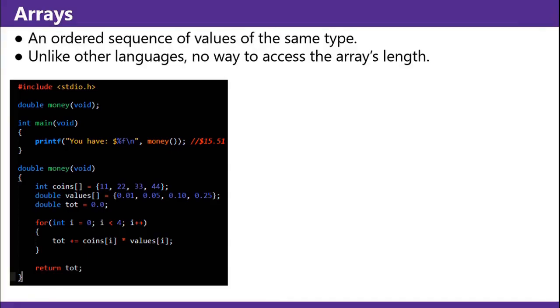So the first time through the loop, you're accessing the 0th position, so you're doing 11 times 0.1. When i equals 1, you're doing the second position, so 22 times 0.05, and so on until you total up all the money that you have.